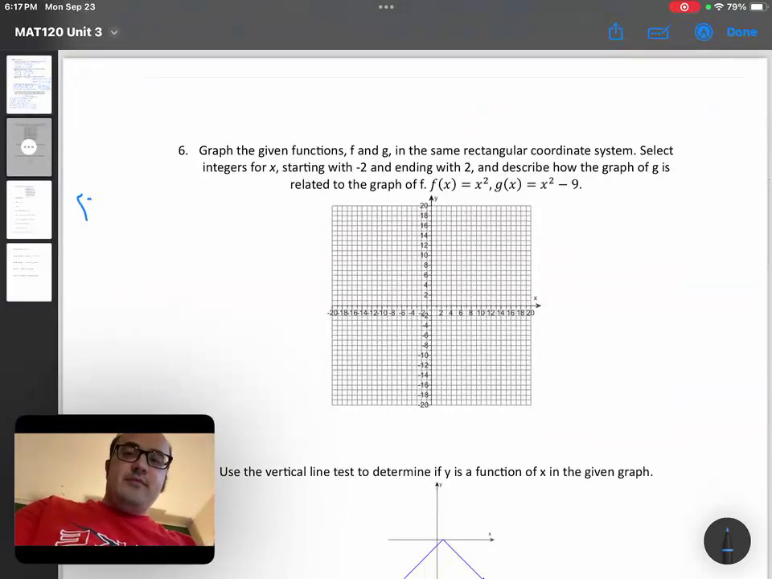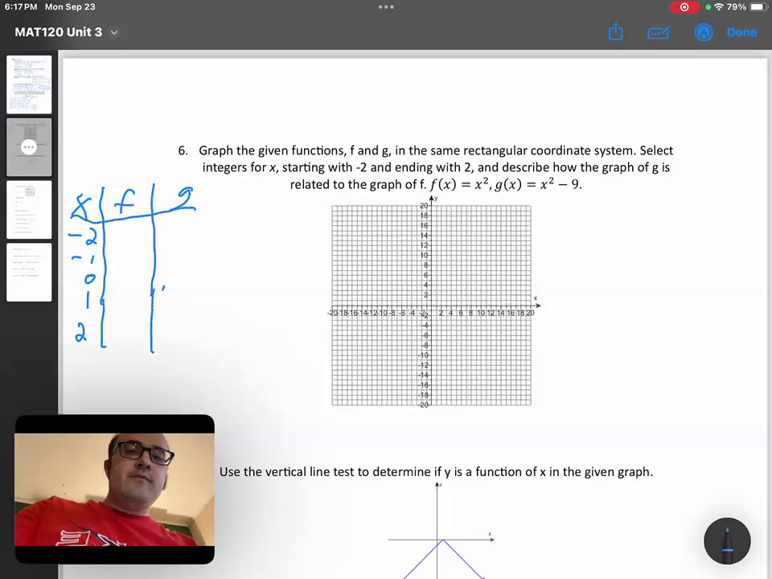So let us build a table. We want x values of negative 2, negative 1, 0, 1, and 2. Since f of x is x squared, we're going to square each of these x's. This is going to be 4, 1, 0, 1, and 4. And then for the second part, we are subtracting 9 each time. So negative 5, negative 8, negative 9, negative 8, and negative 5.